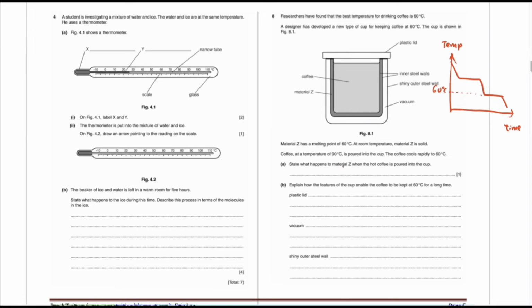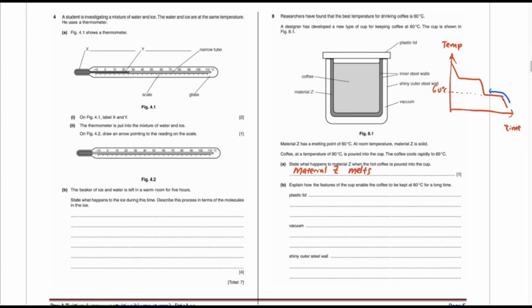State what happens to material Z when the hot coffee is poured into the cup. So of course it melts, right? So material Z melts. So when it melts, what happens is the material Z is initially at room temperature. Imagine that. Because you just put it at room temperature. Then after that, you pour in the hot coffee. The material Z will have an increase of temperature. And then after that, what happens is it starts to melt.